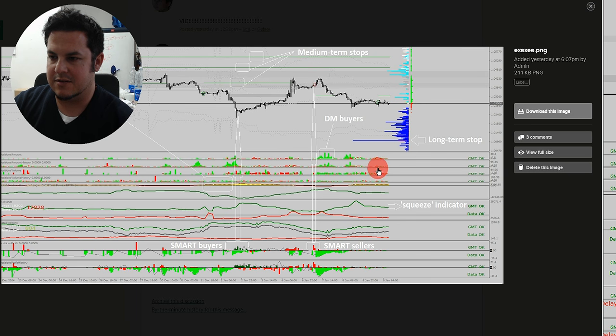All right, what else do we see? Here on the y-axis, we see also the short-term stops, okay? If they are hunted, they turn yellow and then disappear. Above the price, we see the turquoise ones. Below the price, the blue ones. Okay, these are the STS, the short-term stops.